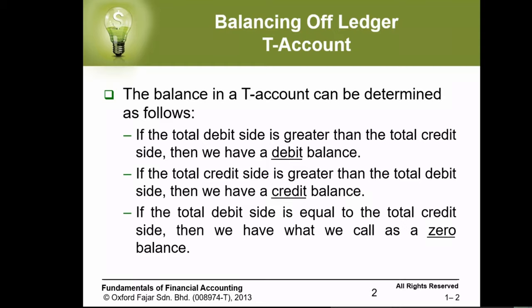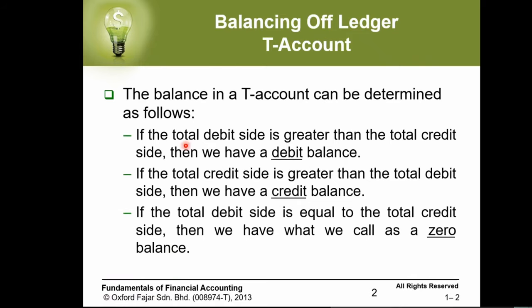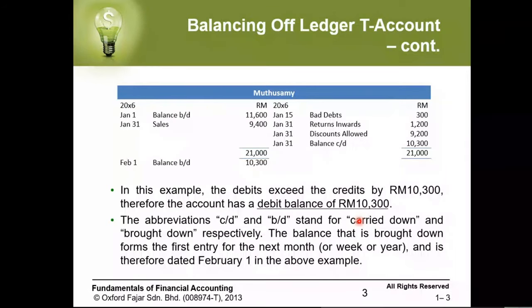So the balance in a T account can be determined as follows. If the total debit side is greater than the total credit side, then we call it a debit balance. If the total of the credit side is greater than the total of the debit side, then we call it a credit balance. If the total debit side is equal to the total credit side, then we call it a zero balance. This example is also about balancing the ledger T account. In this example, the debit exceeds the credit by 10,300.